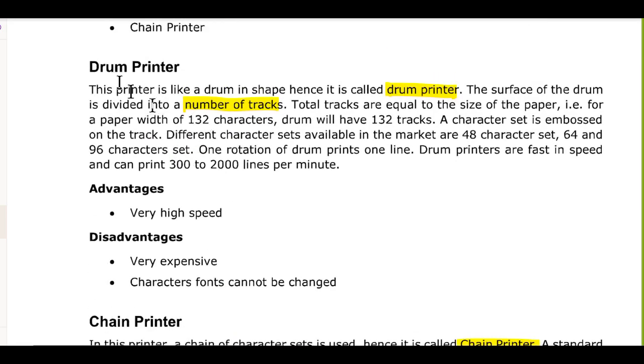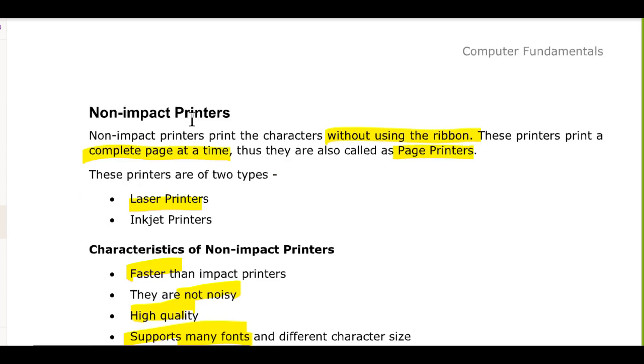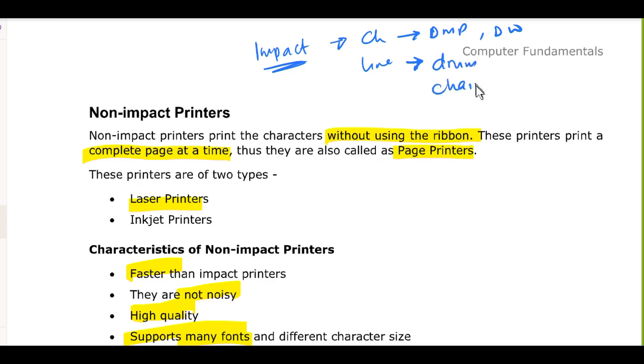So I advise that you read through about the difference between the drum printer and the chain printer. What I will now do is jump on, because we have discussed the first category, impact printers. All those that we have discussed are impact. We have categorized them as either character or line, and then we split the character printers into dot matrix and daisy wheel, and then we have seen the line printers. We have two types, the drum printer and the chain printer, which is the one I've just told you to look at on your own and read through.